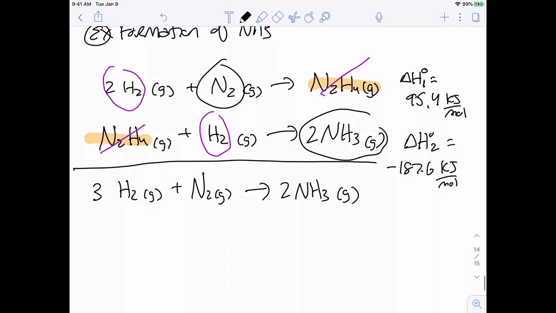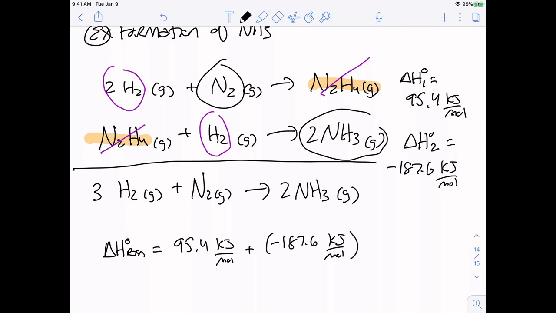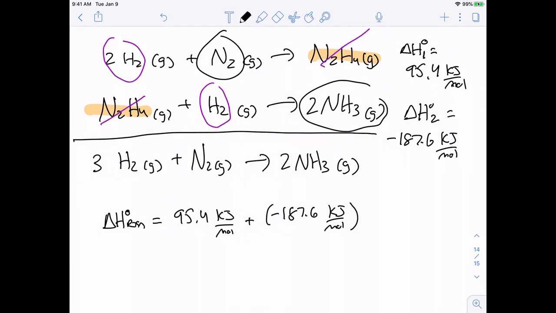To figure out my overall enthalpy change for this reaction, you just then add together the enthalpy changes for the individual steps in the reaction. So I'm going to take a 95.4 kilojoules per mole, and then I'm going to add to that a negative 187.6 kilojoules per mole. And then just be careful, I'm adding a negative value, so don't mess up your signs. And I end up that the enthalpy change for this reaction is a negative 92.2 kilojoules per mole.